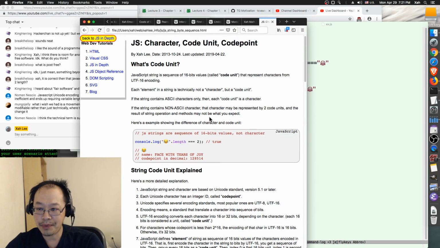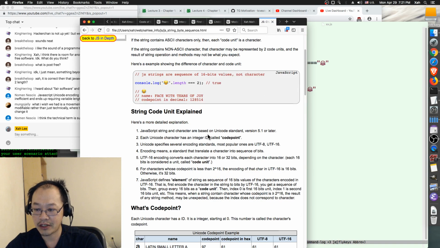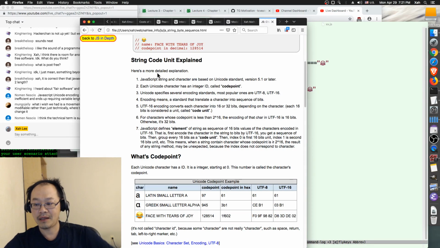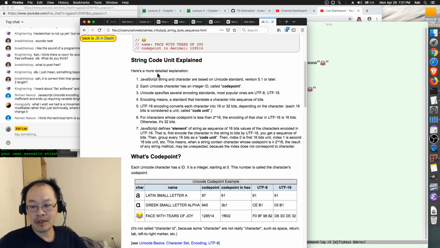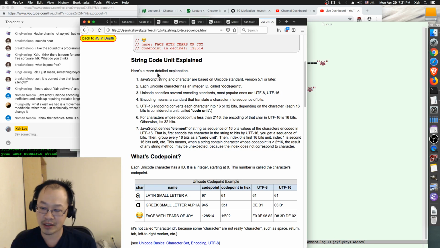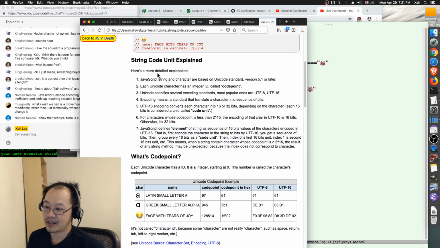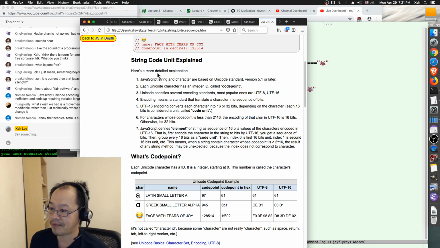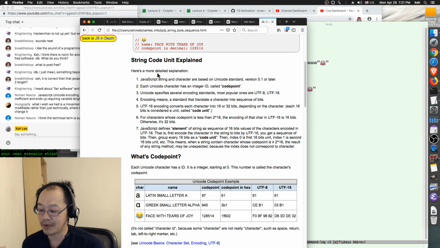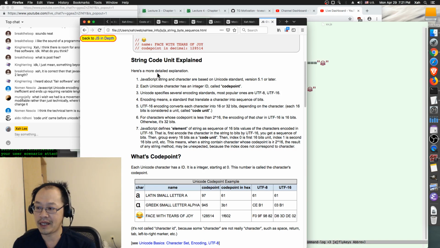So on this page I give the detailed explanation, but basically let me just go over it. Java strings and characters are based on Unicode standard version 5.1 or later. Okay, today the current version is Unicode 12. I think 11. Yeah, Unicode 12, I think.